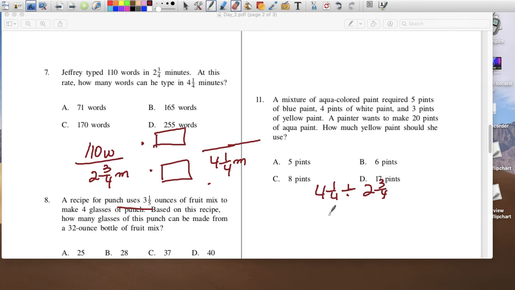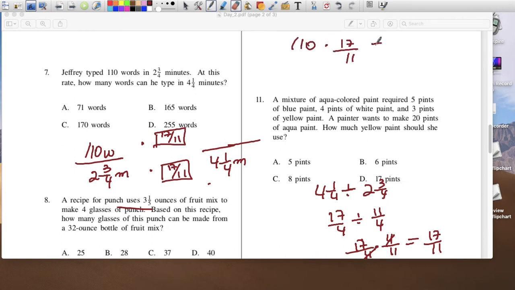4 times 4 is 16, so this is 17 over 4, divided by 4 times 2 is 8 plus 3, 11 over 4. So 17 over 4 times 4 over 11, right? Because we multiply by the reciprocal, so it's going to be 17 over 11. So the multiplier as a fraction is 17 over 11, which means I'm going to multiply the top by 17 over 11. So 110 times 17 over 11.